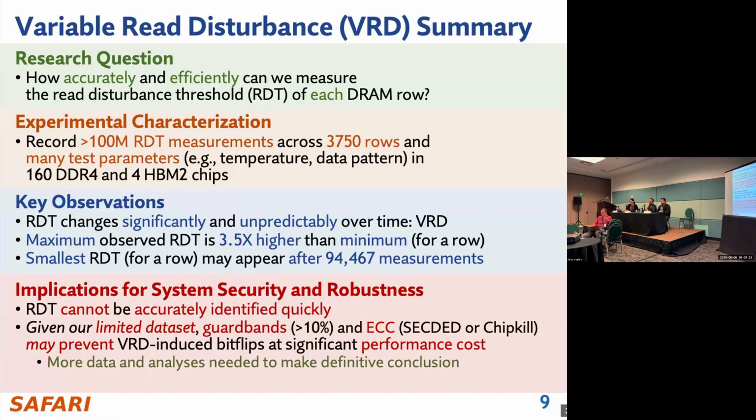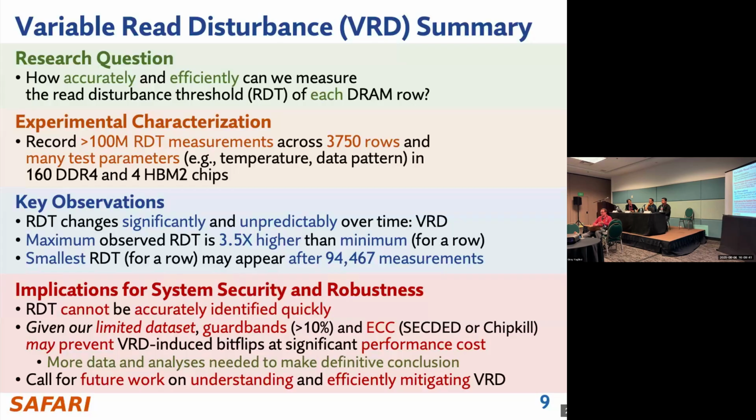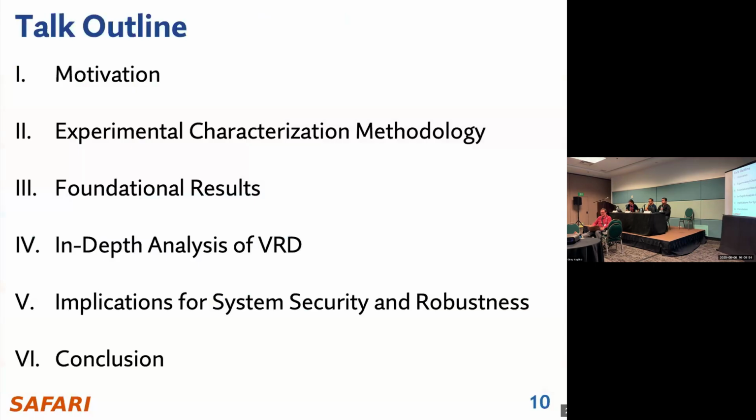I believe, actually, we're testing a lot more chips right now for a lot longer, and our data shows that the problem is even worse than what we reported in this paper. So we actually call for future work on really understanding and efficiently mitigating variable read disturbance. And we believe the solution is actually a combination of guard bands, error correcting codes, and probably online profiling, similar to variable retention time. If you really want to adapt the refresh rate, for example, to the retention time of a cell, you really need to do online profiling, as we have argued in the past.